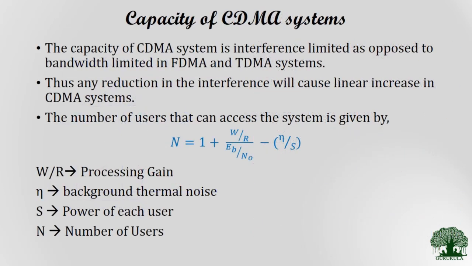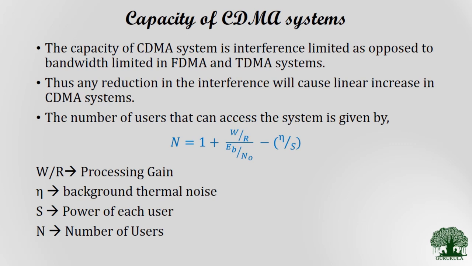Then to talk about the capacity of code division multiple access, we said that there is no hard limit on the number of users that can be incorporated into a CDMA system. However, we cannot include an infinite number of users in a code division multiple access system, since it degrades the performance of the entire system. Actually, the performance will be degraded for each and every user present inside the system.